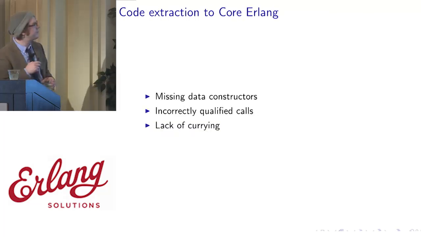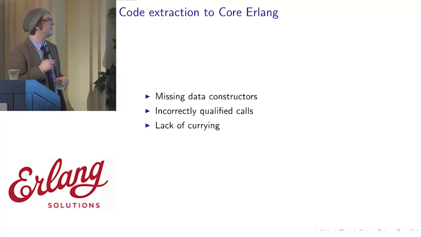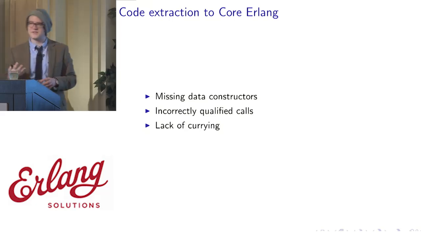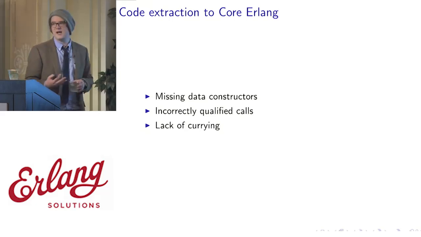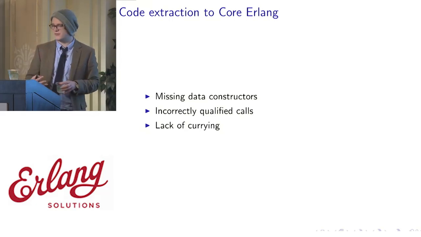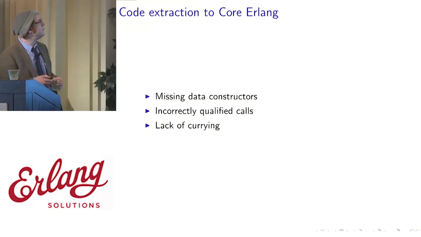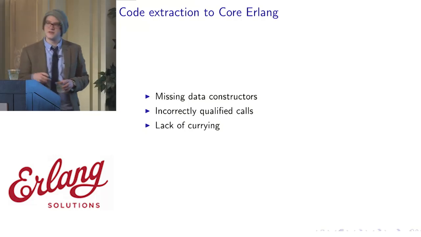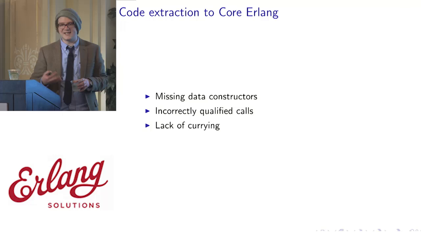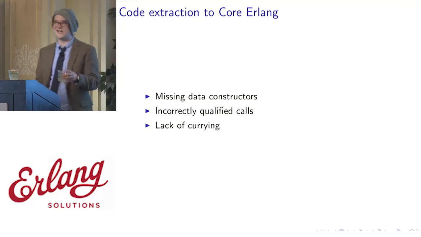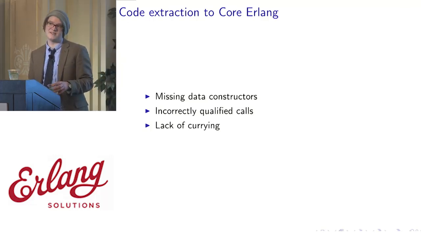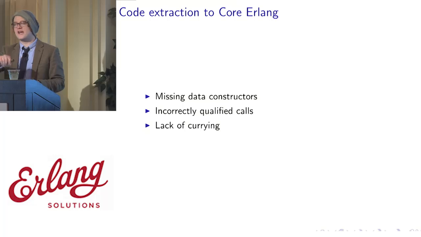So with the core Erlang code extraction, the three main problems that we deal with immediately, which are bugs in the extraction procedure, are missed data constructors, so missing data constructors. When you construct a nil type, it basically doesn't extract it at all. So we have to manually write these, and at the time of extraction, we have to insert that code back in.